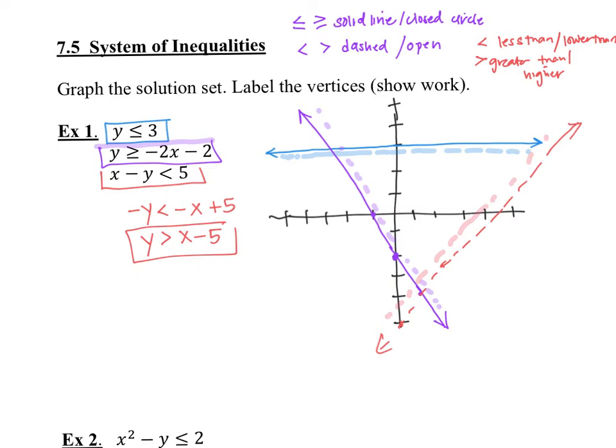Okay, now I'm trying to think about where all the shading is overlapping. So I have to stay below the blue line, above the purple line, which is over here, and above the red line. So I can see that that triangle is where I want to be. So I am going to darken the solution region. Oops, don't cross your boundary line, sorry.